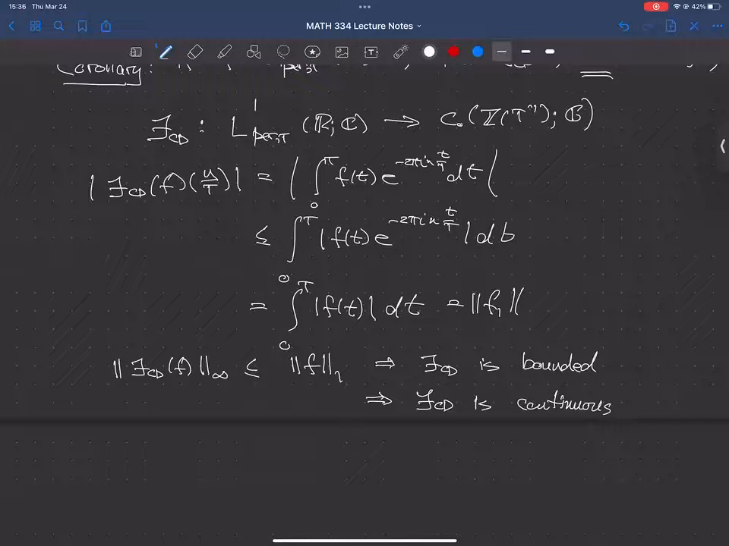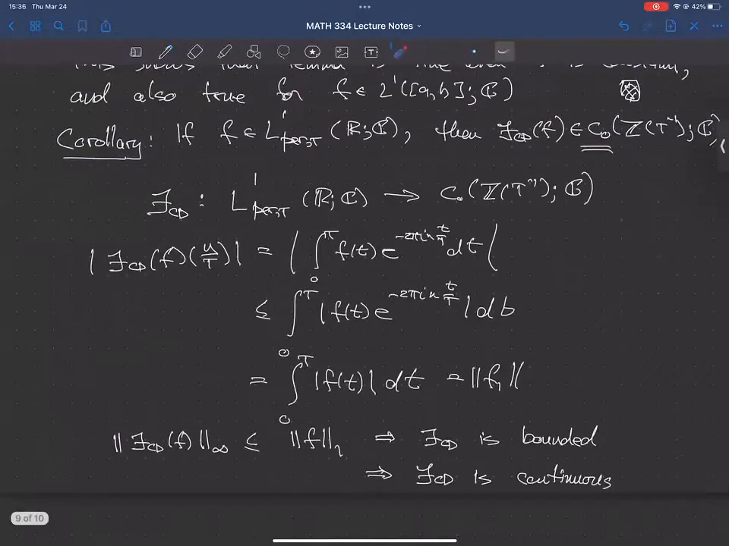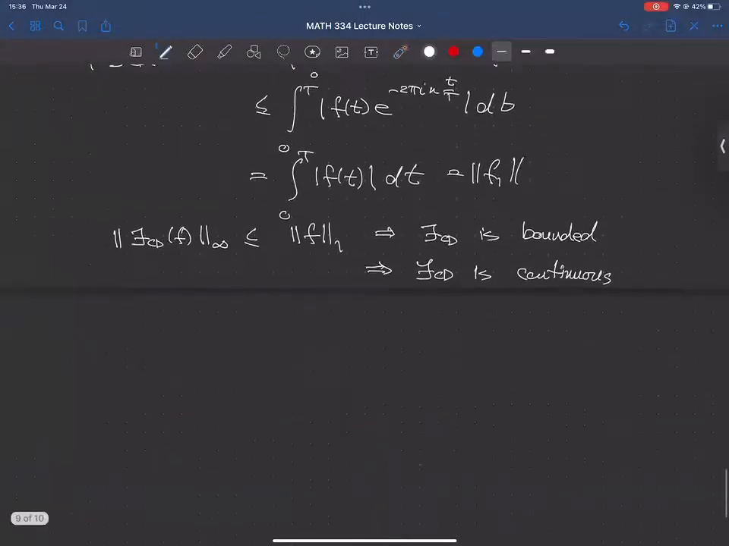Now, the last thing I want to talk about is, we know that the CDFT is in little c0. Can you say more than that? We know that the continuous discrete Fourier transform goes to 0 at infinity. Can you say anything at all about the rate at which it goes to 0? And the answer is no, in the following sense.